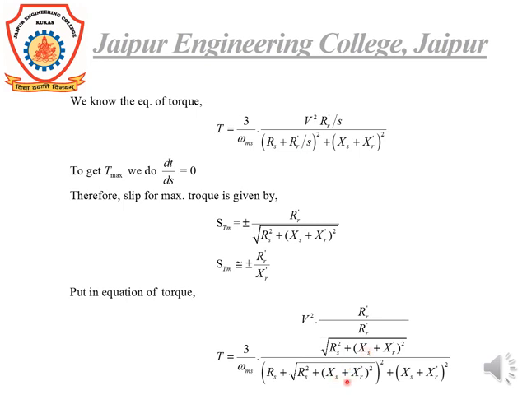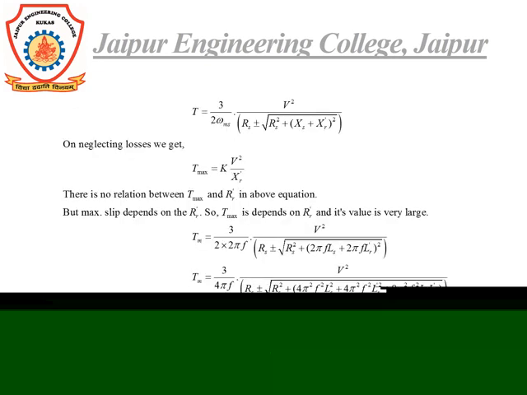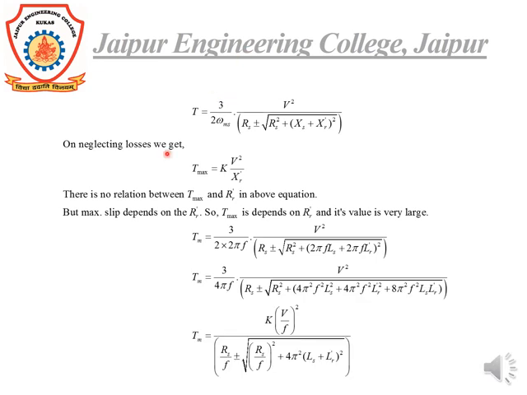Here you can see, okay. Now, this is the torque equation we have got by solving that equation. So now, neglecting the losses, what we will get is Tmax equals k V square upon x r dash. As we can see, there is no relation between Tmax and r dash in the above equation, but the maximum slip depends on r dash. So Tmax is dependent on r dash, and the value of r dash is very large, okay.